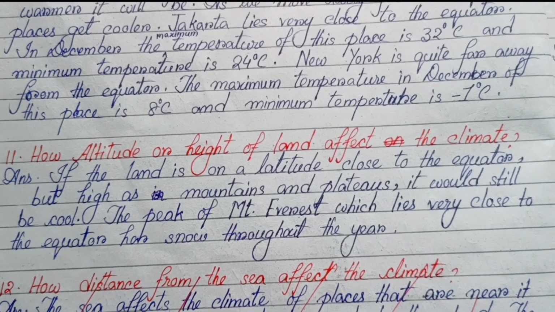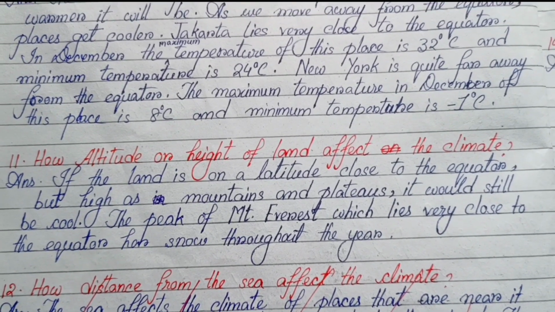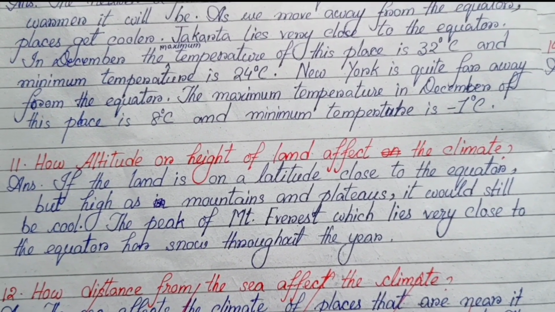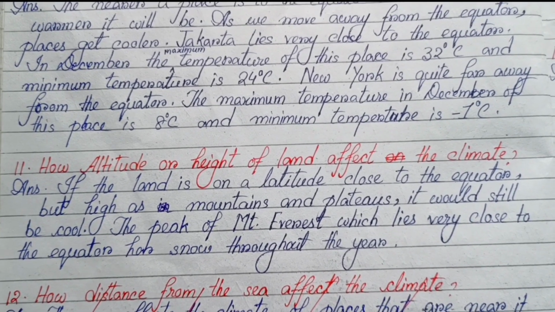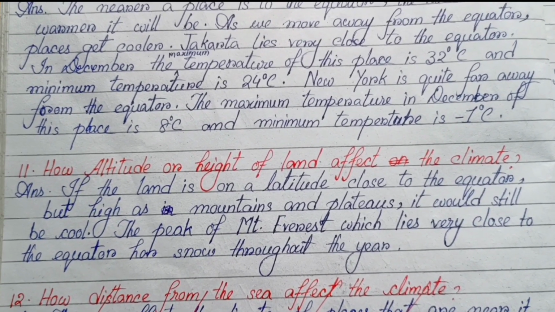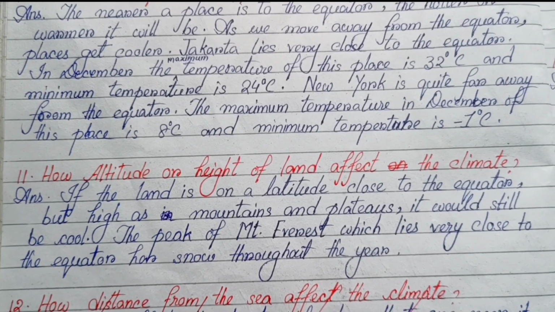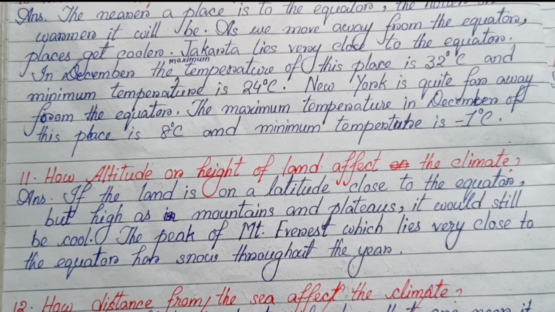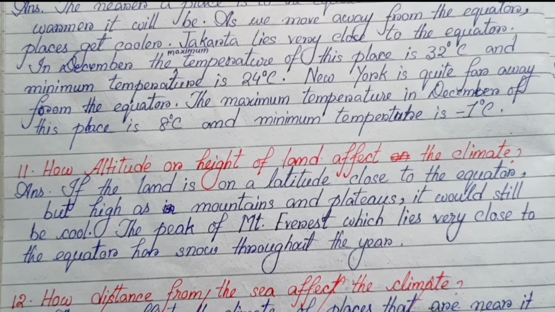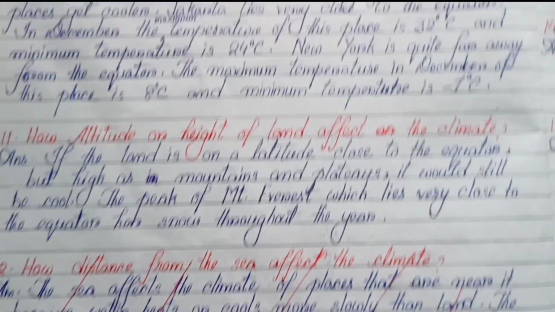Next, number 11, how altitude or height of land affect the climates. If the land is on a latitude close to the equator but high as mountains and plateaus, it would still be cool. The peak of Mount Everest, which lies very close to the equator, has snow throughout the year.